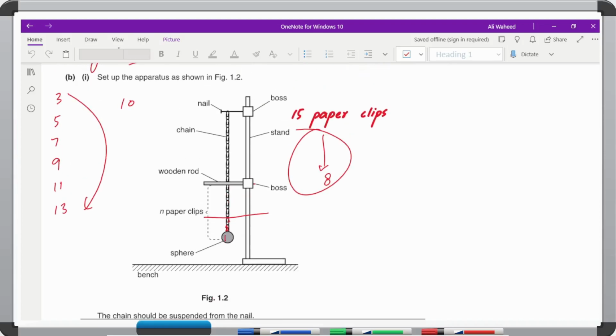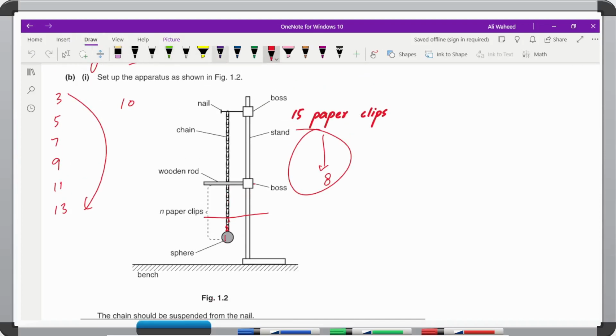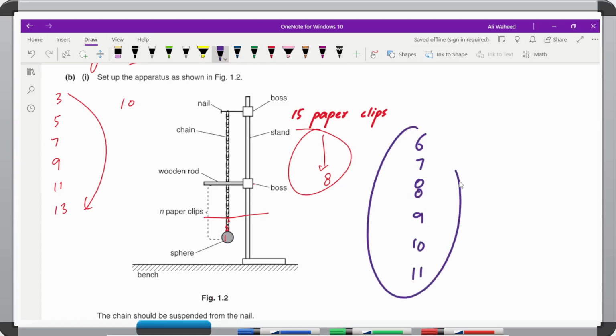So if you use the data like something like this, you move it from 6, you use the first reading as 6, then 7, then 8, then 9, then 10, then 11. Your 6 readings have been completed. Okay, but what is the range of your data? The range of your data set is 5. 11 minus 6 is 5.